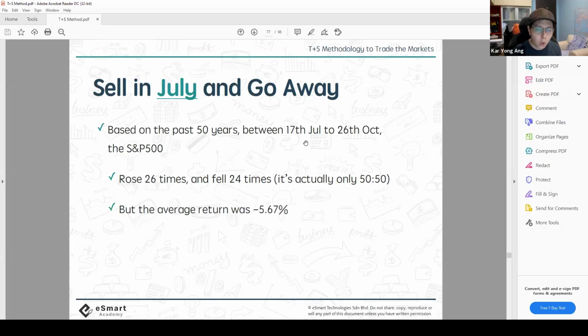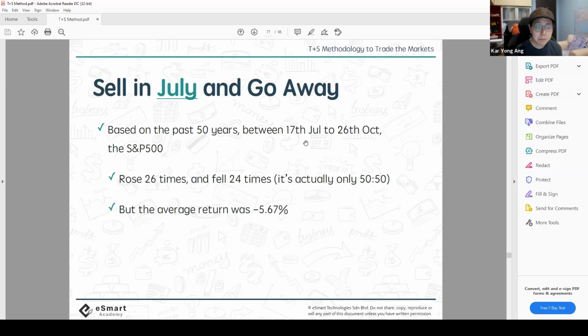However, the next statistic here is very interesting. Though it's about 50-50, the average return during this period of time is negative 5.67. What does this mean? It means that for the past 50 years, if every year between this period you go and sell the S&P, your average drop every year is about 5.67%, which means if you sell it, of course, you make money by about 5.67% on the sell trade.